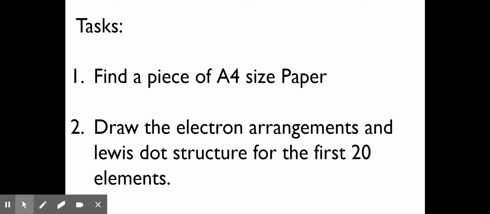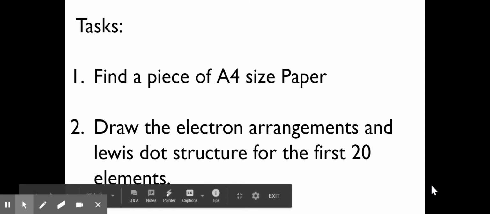Now the task for you for today is to find a piece of A4 size paper. If you have a printer, that would be great. You can just print out the attached file in the pre-work folder, called the electron arrangements. But I'm assuming most of you don't have a printer at home, so we're going to do it on a piece of A4 size paper.